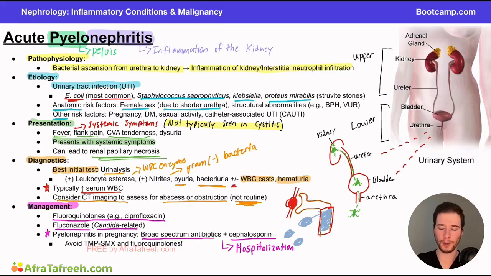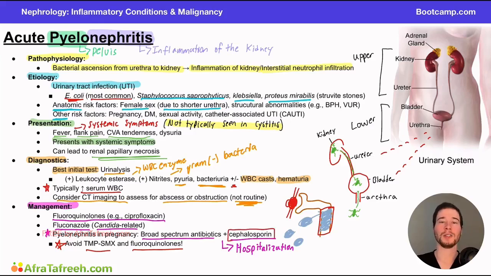Now, also high yield to remember that we want to avoid certain medications in pregnancy, including TMP-SMX and fluoroquinolones, because these are actually dangerous to the fetus itself. They can cause a variety of different complications. So we want to avoid those. We want to stick with our antibiotics, most commonly a cephalosporin.